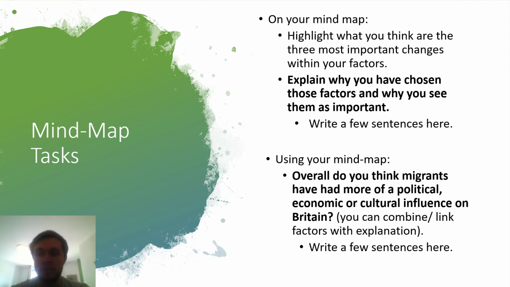Secondly, using your mind map, overall, which area do you think was the biggest influence? Was it political, was it cultural, or was it economic? I'd like you to write a few sentences to a paragraph answering that question. So pause the video now, complete those tasks, and then we'll move on afterwards.